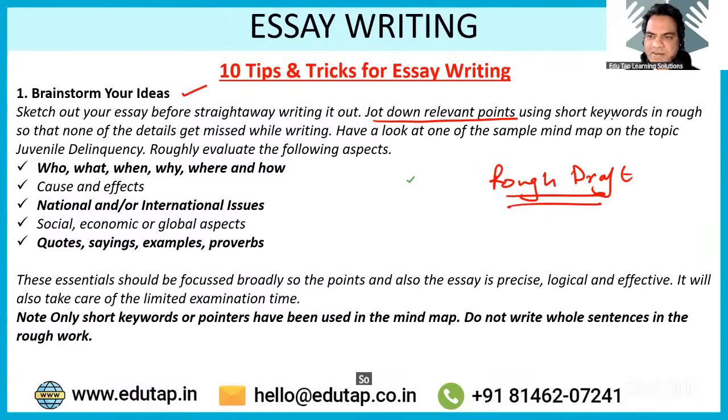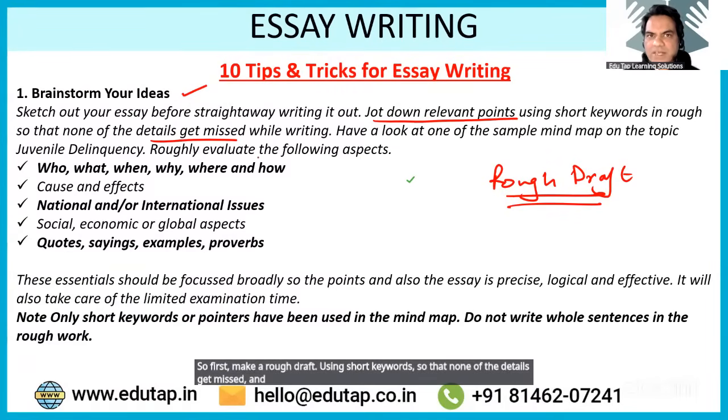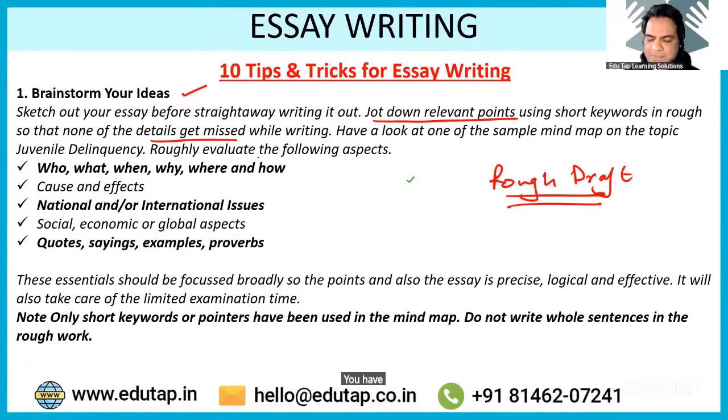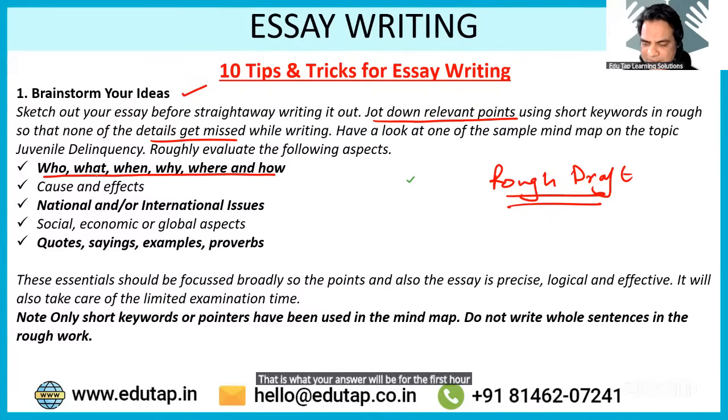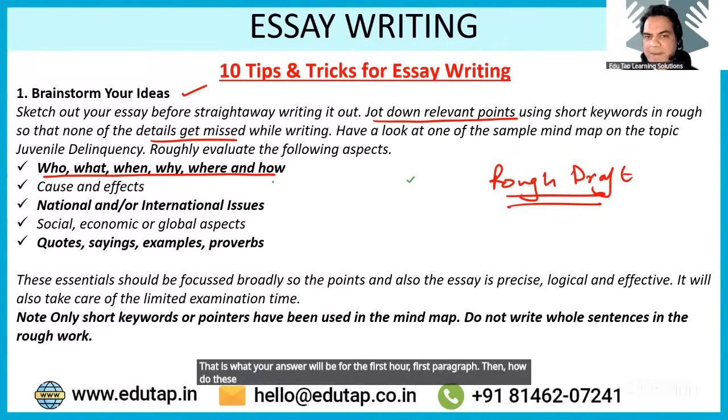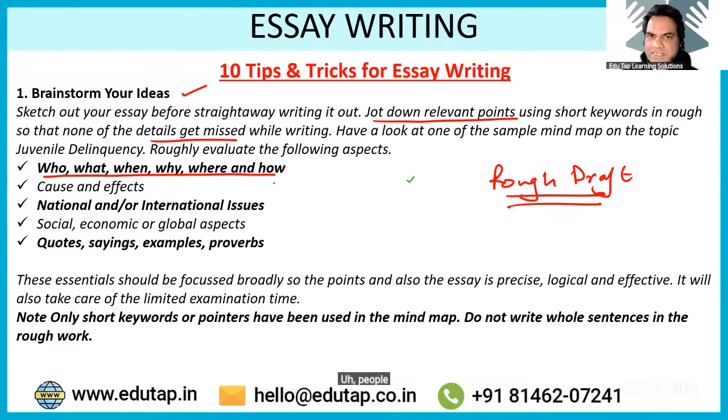So first, make a rough draft using short keywords so that none of the details get missed, and you can organize your essay beforehand. You have a proper blueprint or a mind map in front of you, that okay, this is how I'm going to execute my essay. So let's say who, what, when, why, where, how. So what are the impacts, or let's say what are ESG norms? So for you, first define that. What are the impacts of ESG norms on the growth and the future of the country, of the companies? That is what your answer will be for the first paragraph. Then how do these norms impact the people, or the employees of the organization or the country, let's say.